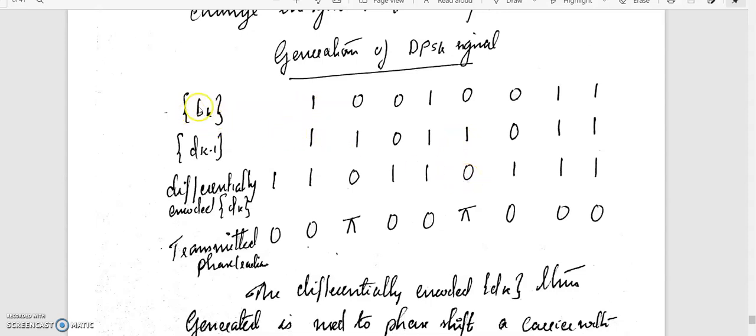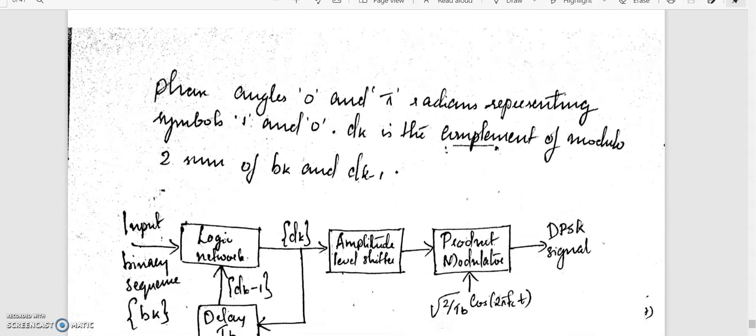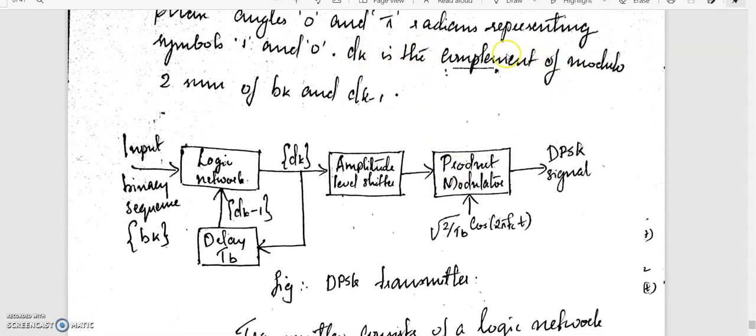So from BK and DK minus 1, you can do the modulo 2 operation and take the complement to get DK. That is what we have implemented in this figure. DK is the complement of the modulo 2 sum of BK and DK minus 1. So you have BK and a logic network to get DK. When you give one delay, you get DK minus 1. The logic network does modulo 2 of these two and takes the complement to get DK.